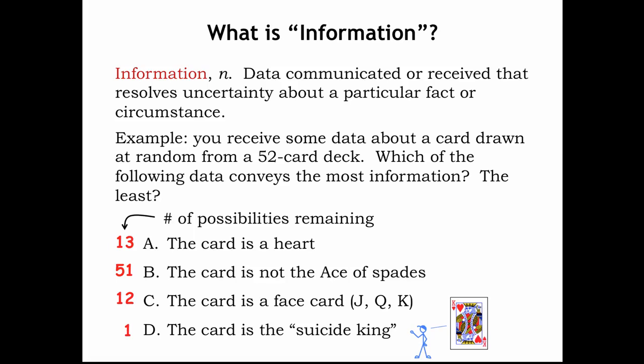Which of the possible pieces of data conveys the most information? In other words, which data resolves the most uncertainty about the chosen card? Similarly, which data conveys the least amount of information? Before we talk about the mathematics behind the correct answers to these questions, vote for your answers in the following poll.